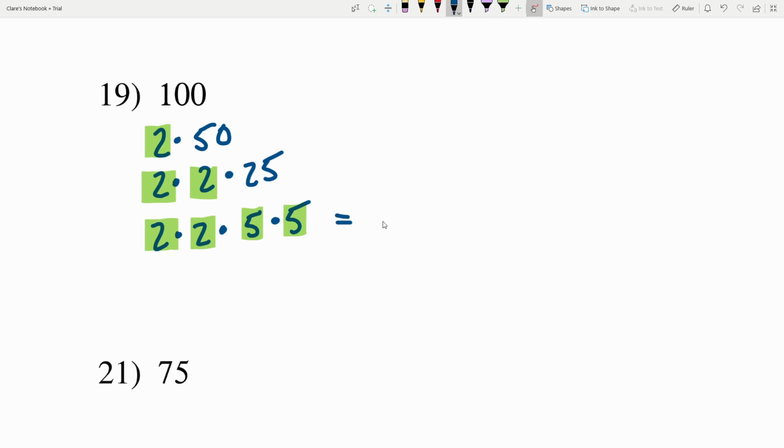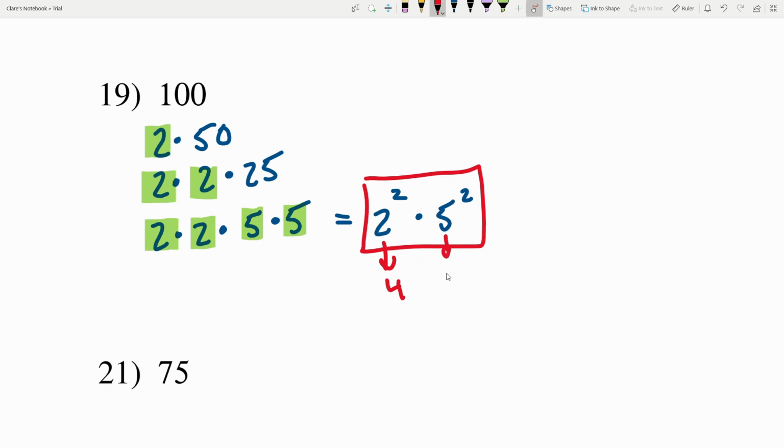So that's going to be 2 squared because I have two 2's, times 5 squared because I have two 5's. So 2 squared times 5 squared gives me 100. 2 squared would be 4, 5 squared would be 25, 4 times 25 gives me 100.